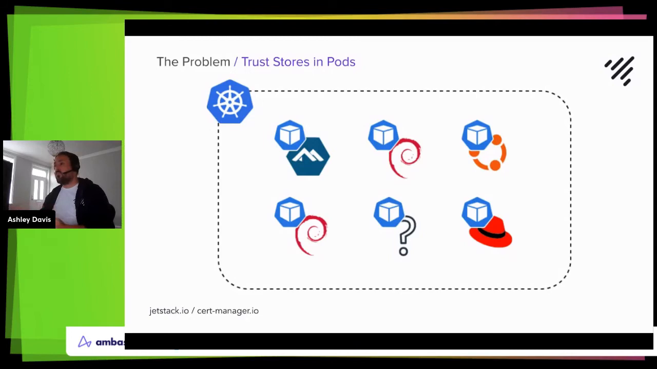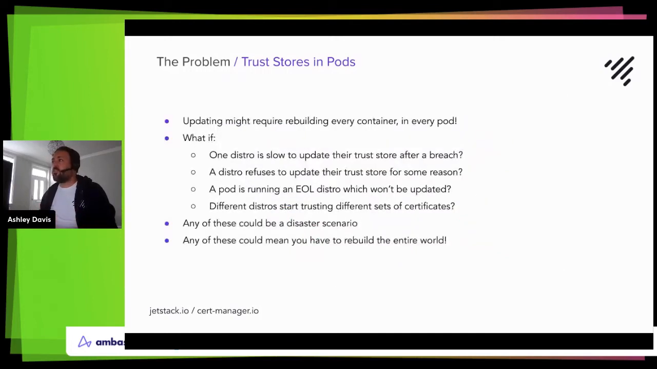This is ignoring nodes, which, outside of running applications inside Kubernetes, will have a trust store. You can pay cloud vendors to sort that out for you. A lot of people are doing that, I'm sure. But inside the cluster, there's actually quite a lot that you need to do to update your trust stores. So, as I said, updating your trust store will require rebuilding every container in every pod in every cluster that you run. And what if one of the distros is slow or they're end of life and it won't ever update, or something else has gone wrong? Any of these are a disaster if we need to do this in a hurry, right? If there's been a compromise of a trusted certificate, that would be front page news, right?